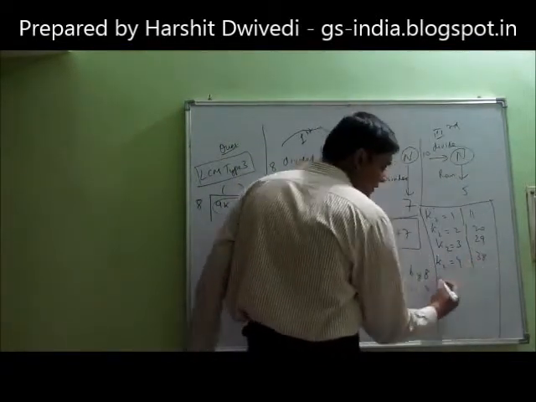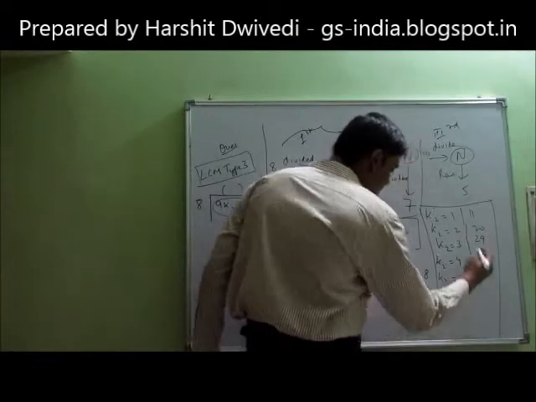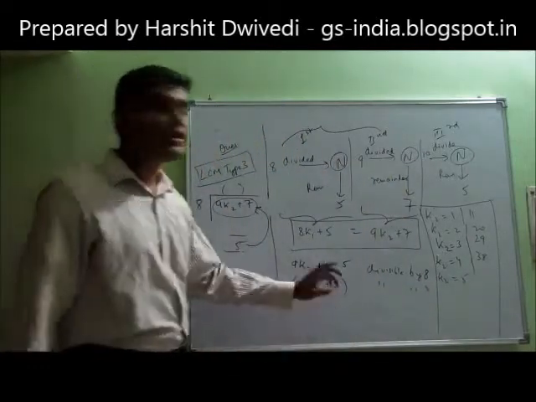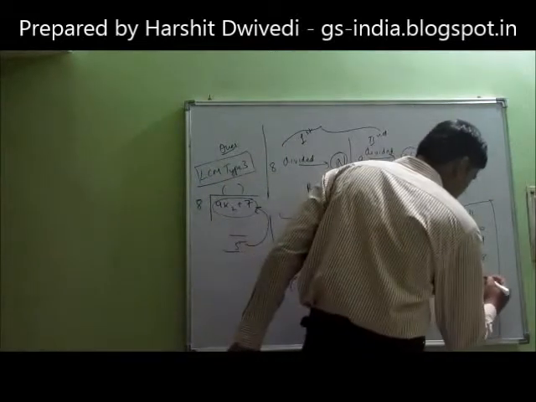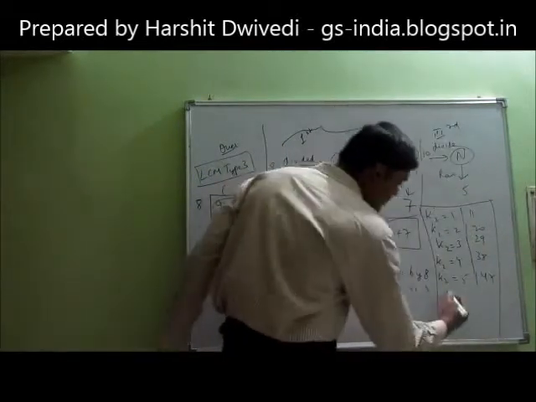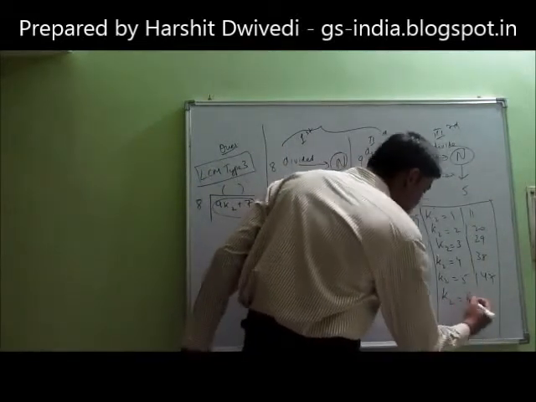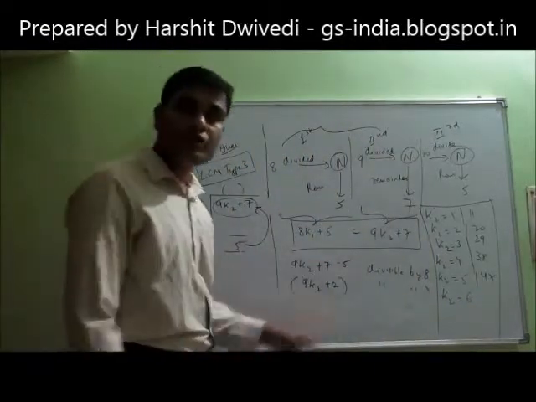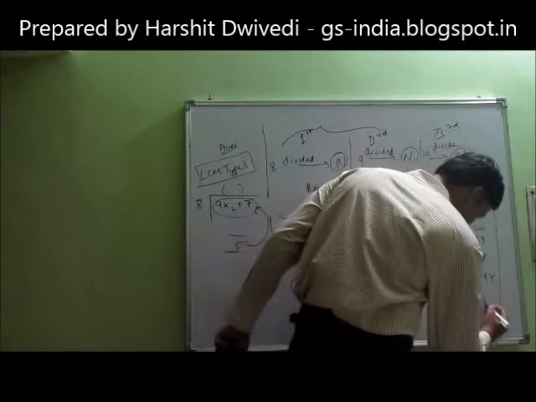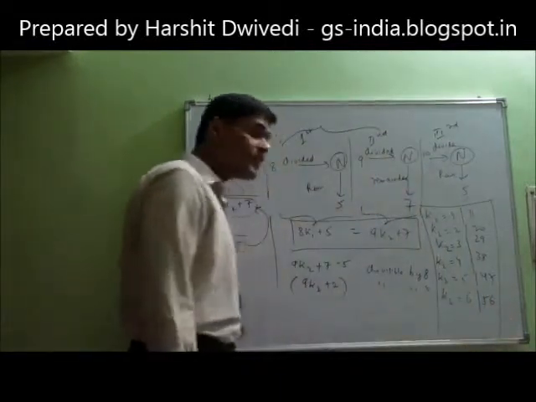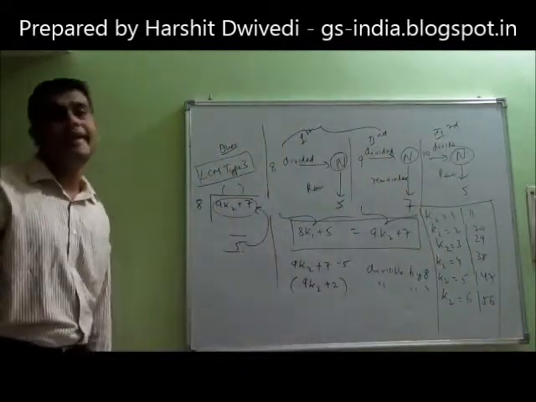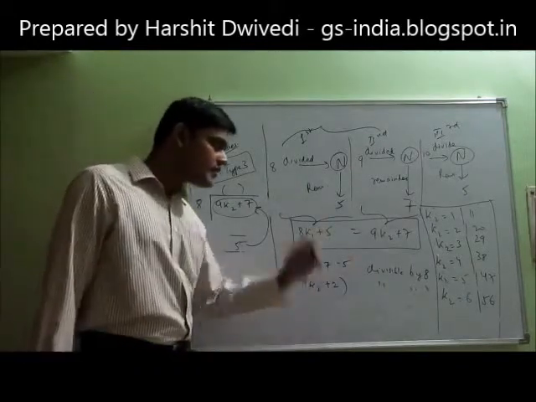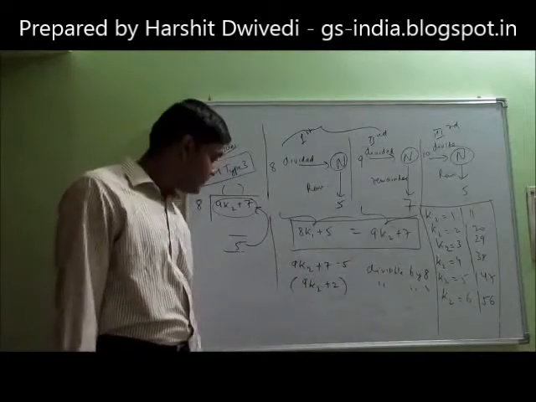Not divisible by 8. When I put k2 equal to 5, how much will I get? 9 into 5, 45, plus 2, 47. Not divisible by 8. When I put k2 equal to 6, how much will I get? 9 into 6, that is 54. And 54 plus 2 is 56. And this 56 is divisible by 8. This is the whole point here.